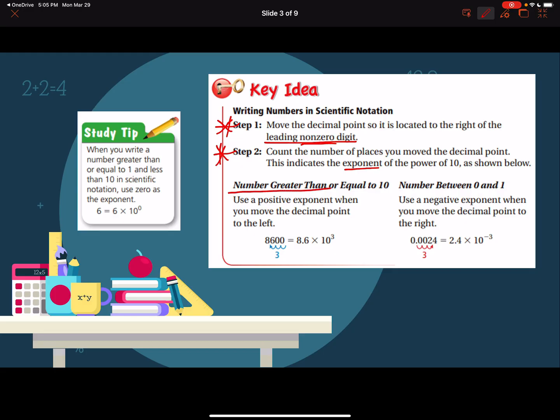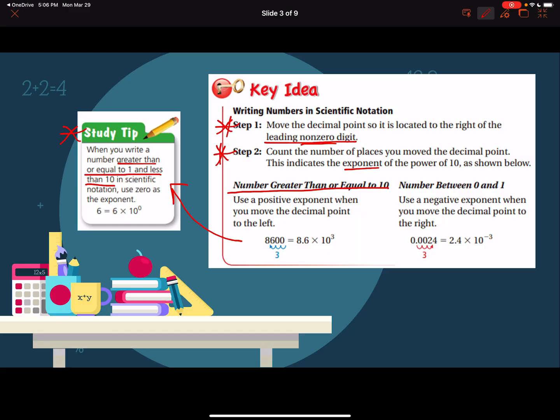Numbers greater than or equal to 10 use a positive exponent when you move the decimal point to the left. The example has 8,600. We need to position the decimal in between the non-zero digits, so that it fits that criteria over here in the study tip. Remember that the factor, or first part, must be greater than or equal to 1 and less than 10.